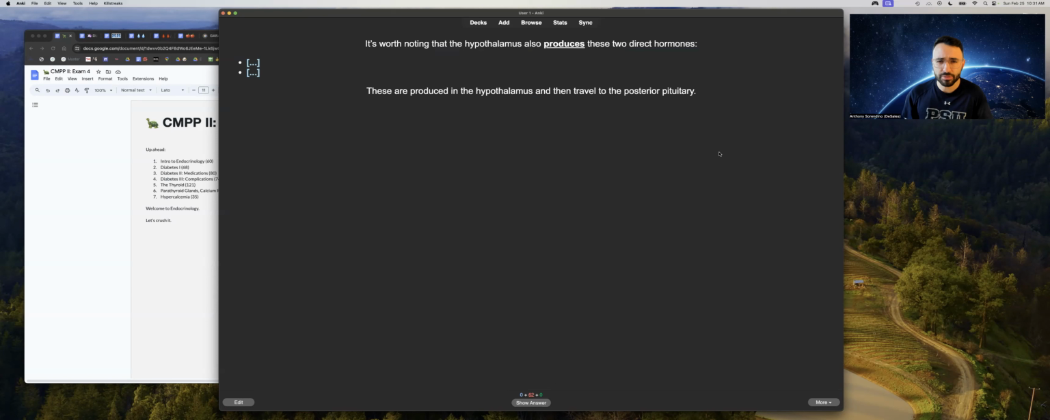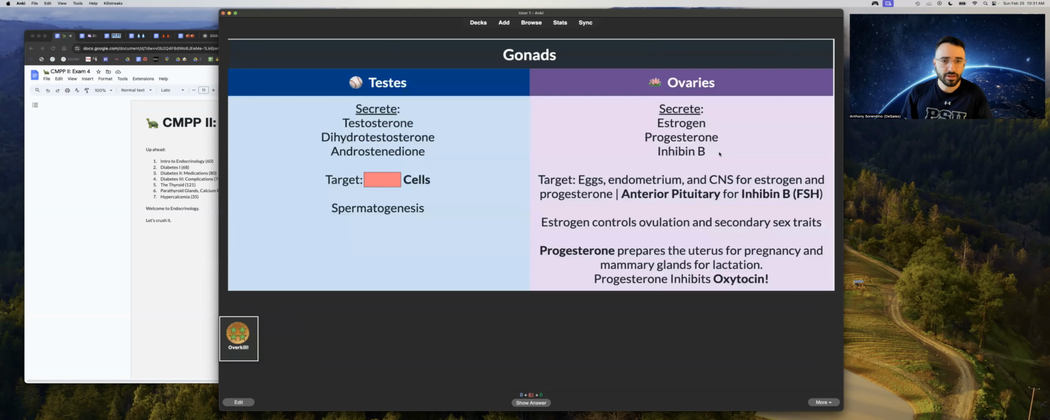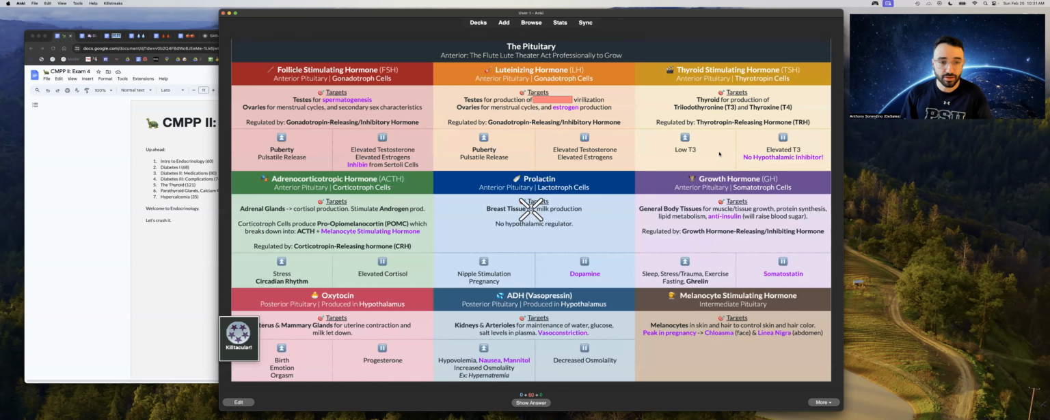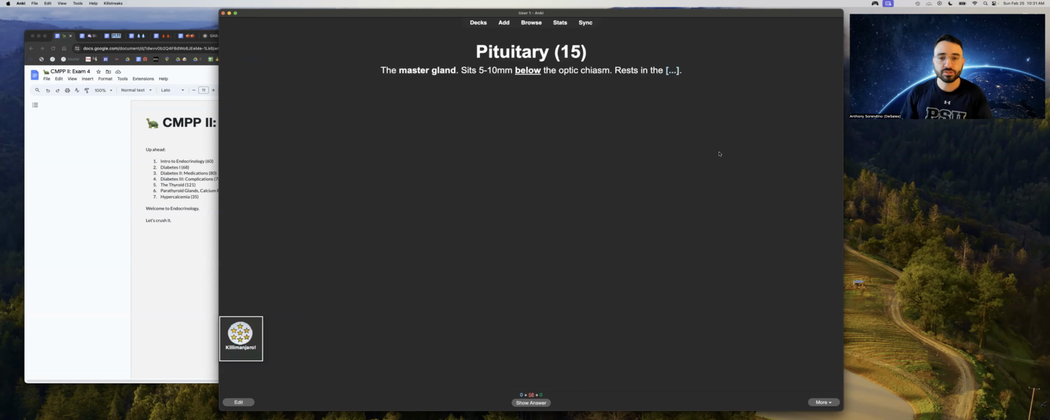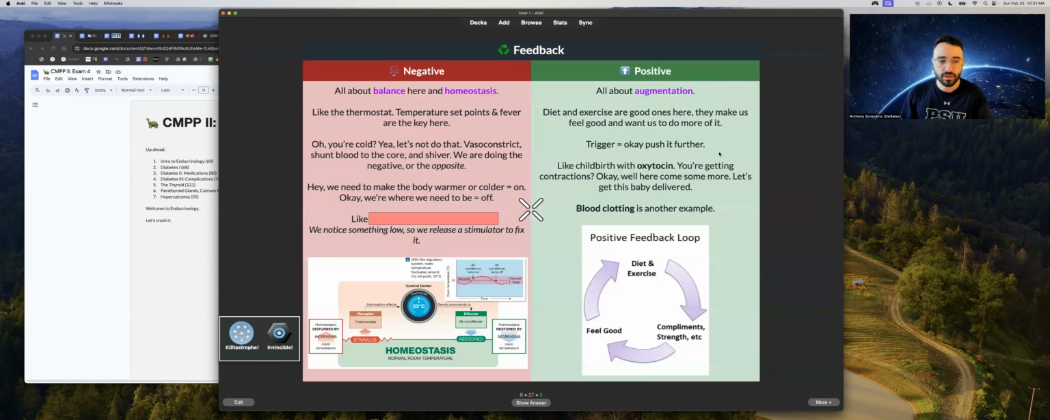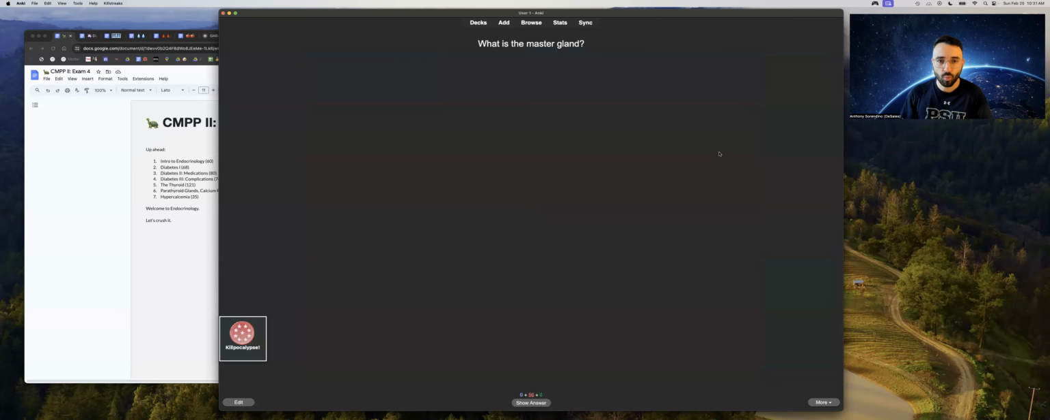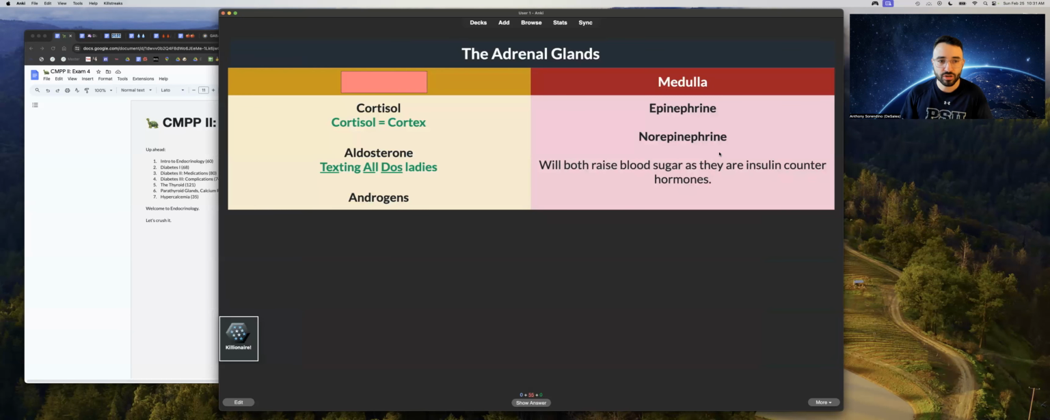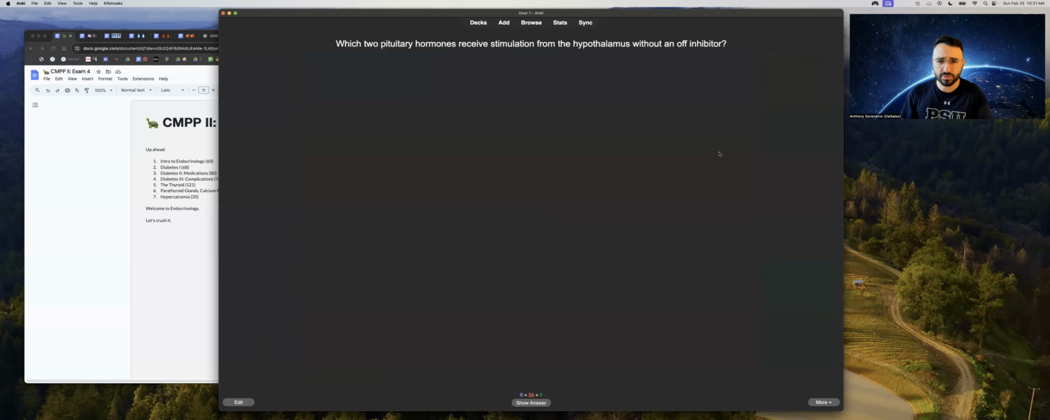It's worth noting the hypothalamus also produces these two direct hormones, ADH and oxytocin. Gonads target Leydig cells, testes for production of testosterone. What inhibits oxytocin? Progesterone. Pituitary rests in the sella turcica. Hypothyroidism and high TSH are going to be negative feedback. What is a master gland? Pituitary. Adrenal glands. What is not the medulla? The cortex. Which two pituitary hormones receive without an offender?